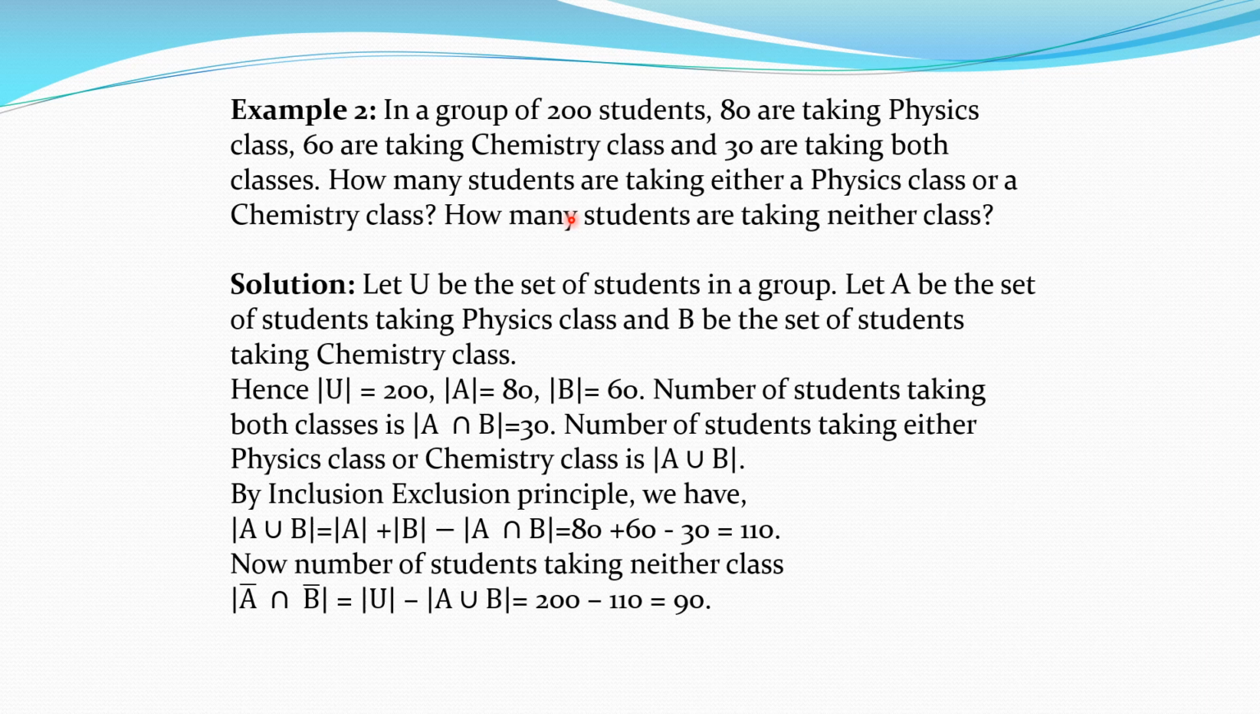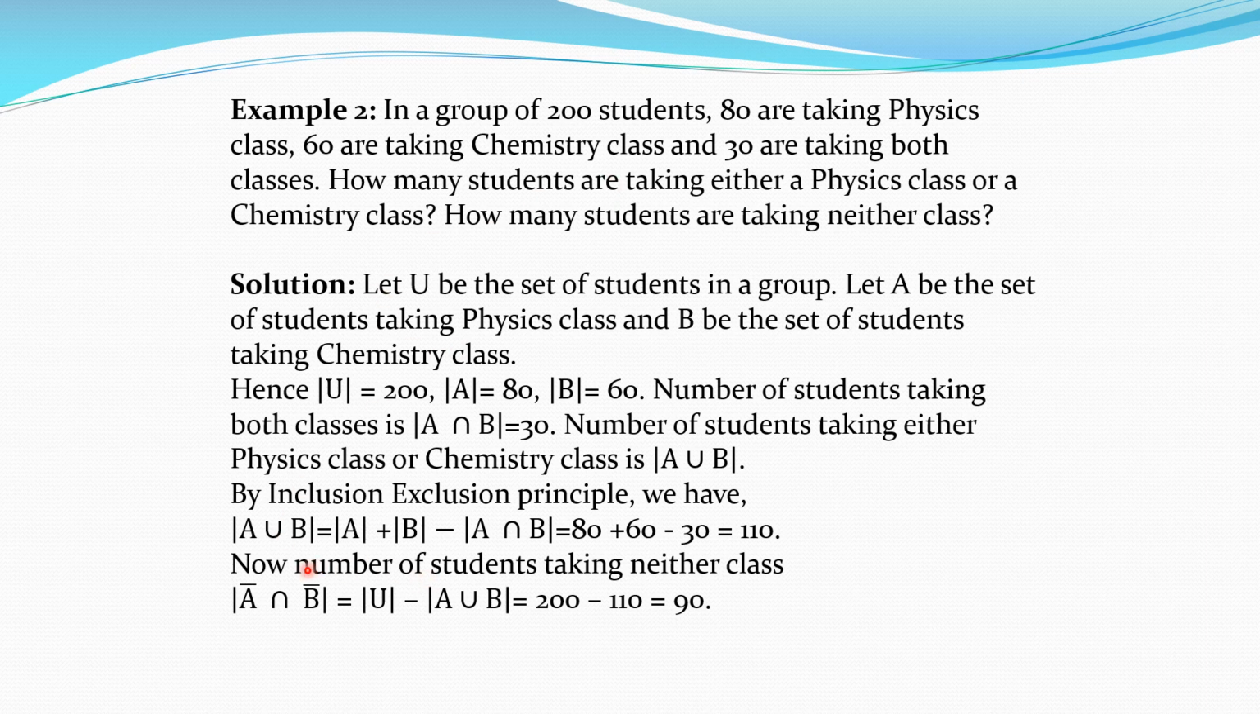Now next is how many students are taking neither class. Neither class means how many students are there neither taking physics nor chemistry. It means we want to calculate the students who are neither present in set A nor present in B. Now not present in set A means they are in the universal set but not in set A, and not in set B. It means we want to take their complement.